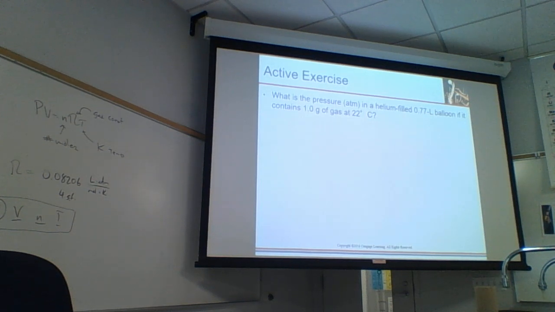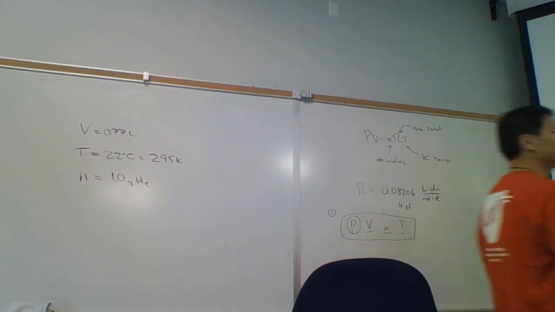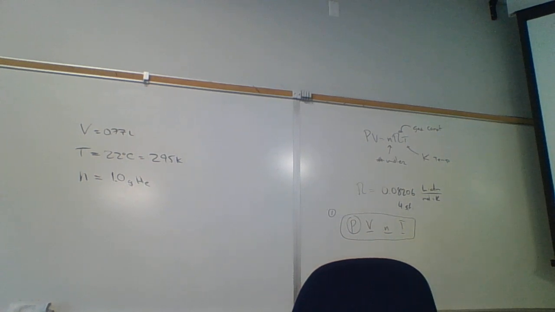But we don't have the number of moles. We have the amount of gas in grams, 1.0 grams of helium. Well, we could just do a gram to mole conversion, and then we can get the moles of helium. We'll need the molar mass of helium off the periodic table. The molar mass of helium is 4.00.